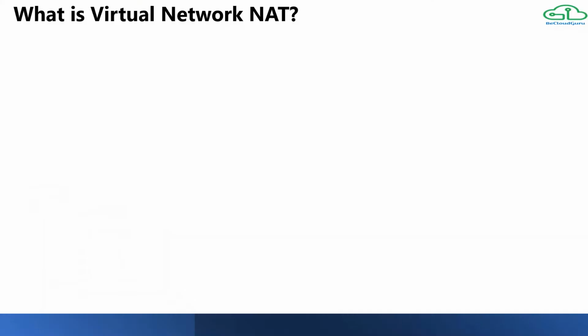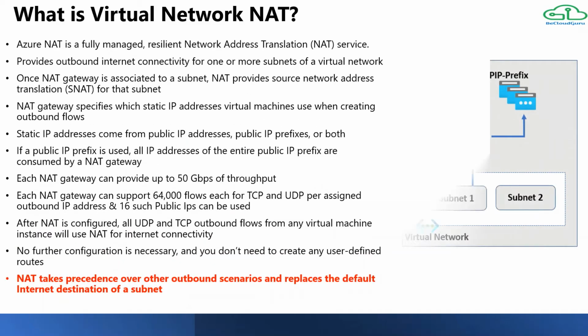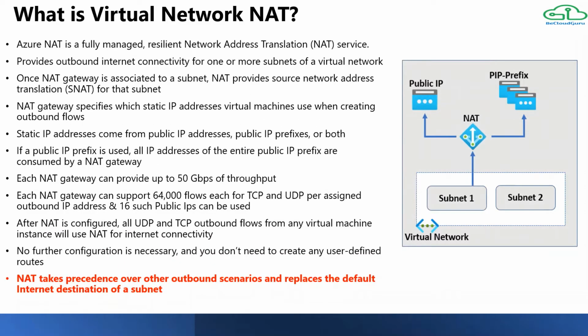So let's begin, guys. First of all, what is virtual network NAT? It's an Azure service which is a fully managed and highly resilient network address translation service. What it does basically is provide outbound internet connectivity for your subnets or for your virtual machines within those subnets. Once you associate a NAT gateway to your subnet, your NAT gateway will provide source network address translation, or SNAT, for that subnet.